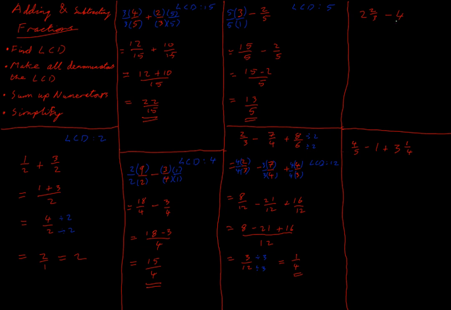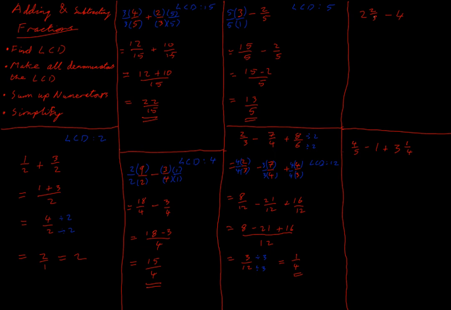Now, if I look up to this question here, I see I have a mixed number. I never do any maths of any kind with a mixed number. I'm always going to turn it into an improper fraction. So I have 2 and 2/3. I want to turn this all into just thirds. So the way that we can do this is I have 2 here, which is a whole number, which means it's over 1. So I have 2 over 1 plus 2/3.